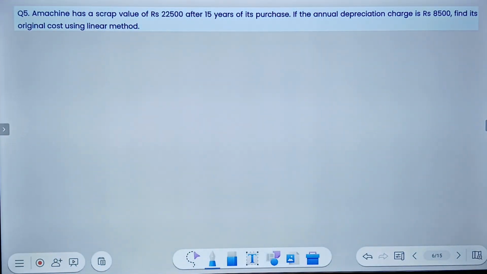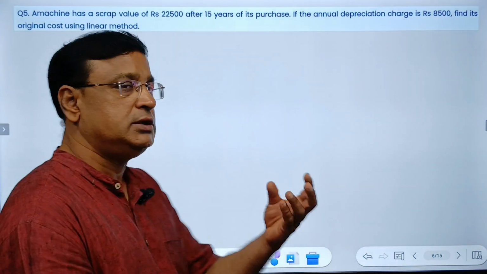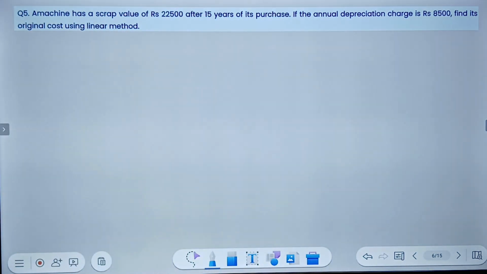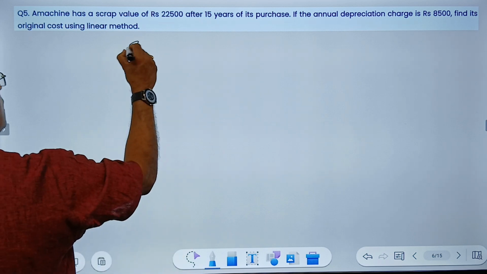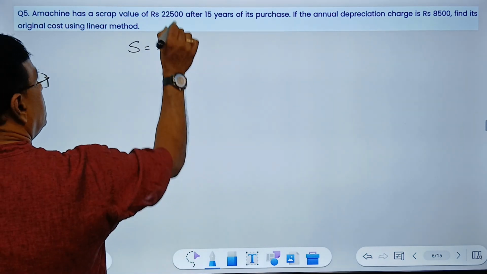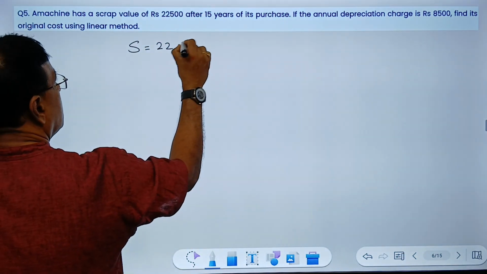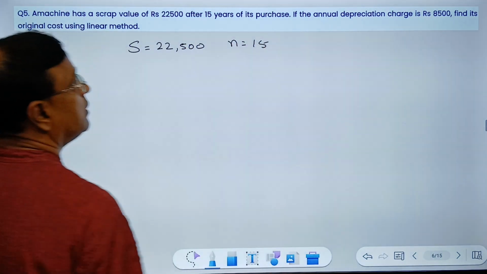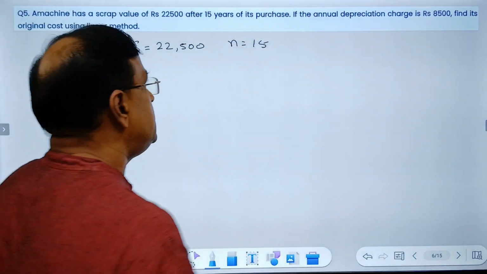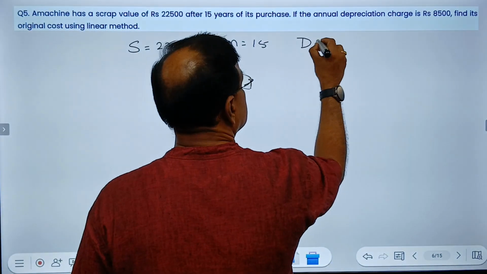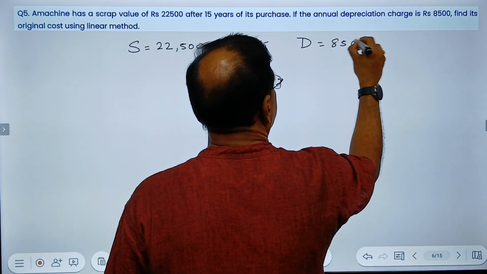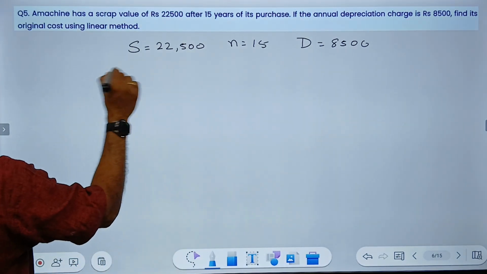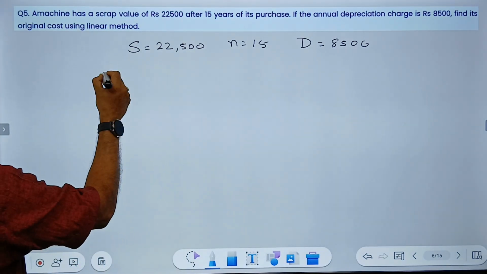Now I think this is the last problem in exercise 14.3. See, we just finished it in a few minutes. It's very simple. A machine has a scrap value of 22,500 and it has a useful life of 15 years. If the annual depreciation is 8,500, find its original cost. So it's like a simple algebraic problem.